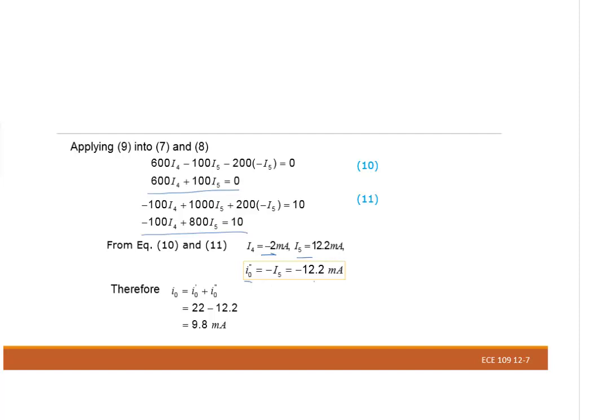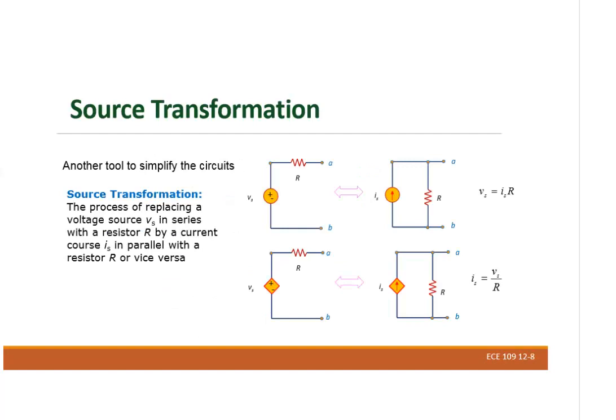So I0 prime will be equal to negative 12.2 milliampere. So when you find I0, it will be I0 prime and I0 double prime, which comes here, 9.8 milliampere. So we can solve this way also, if there are independent sources.